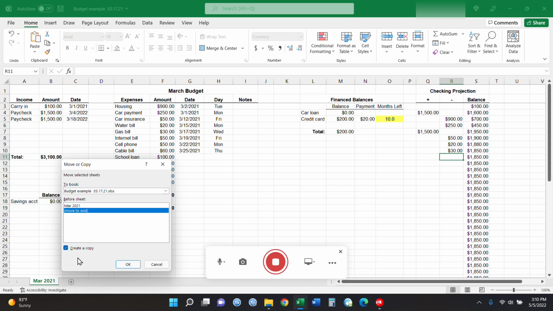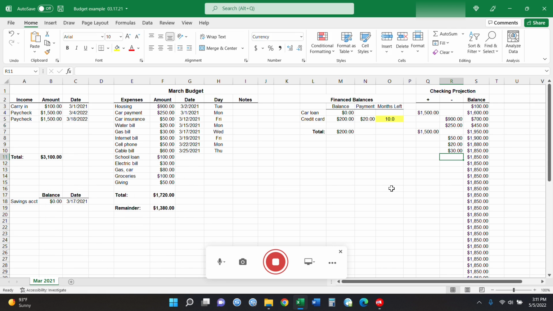Now what happens is, of course, Excel will create another tab with the same name. In this case it would say March 2021, and then in parentheses the number 2, showing you, hey, this is the second tab with this name. And then I just go in and rename it with the current month that I want. So by the time I'm done with the end of the year, I have one spreadsheet that has 12 tabs covering the entire year.